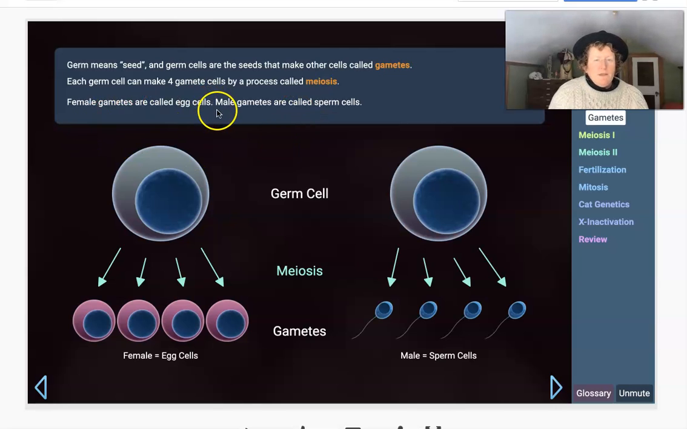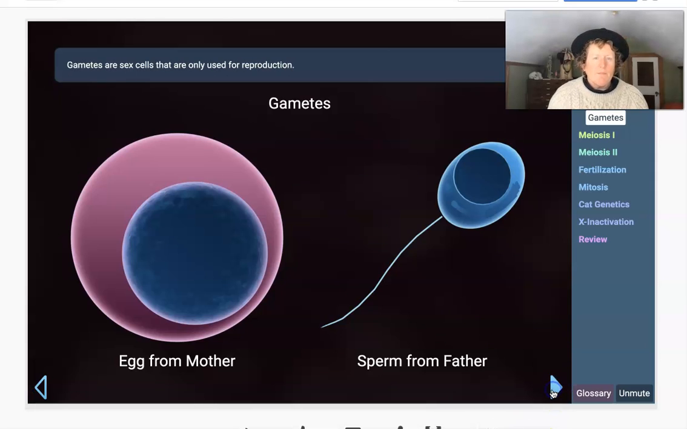Female gametes are called egg cells. Male gametes are called sperm cells. When egg and sperm get together, you get a new organism. Gametes are sex cells that are only used for reproduction.